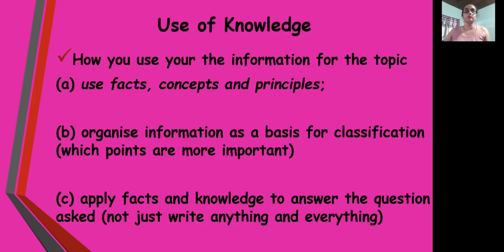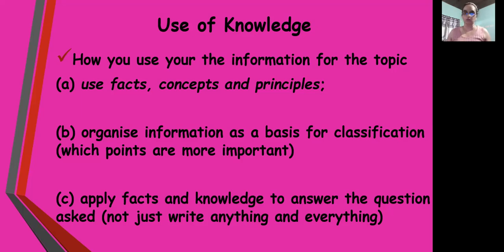How do you use your facts and your concepts and your principles? How do you organize the information on a basis for classification? That is, how do you write it back so that you can say, okay, one of the most important benefits of sports is its economic benefit. You know, how do you decide which points are more important than the others, and how do you put that back in an essay? So how do you apply facts and knowledge to answer the question asked?